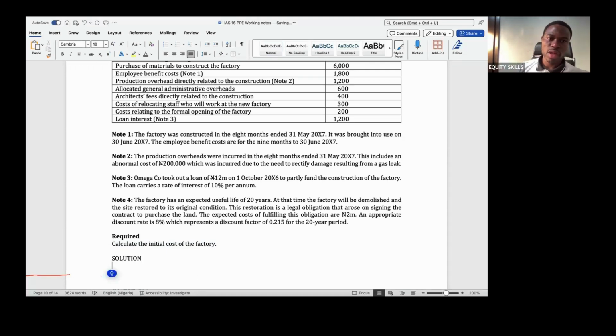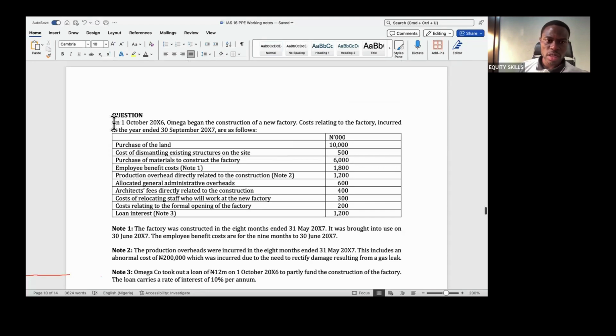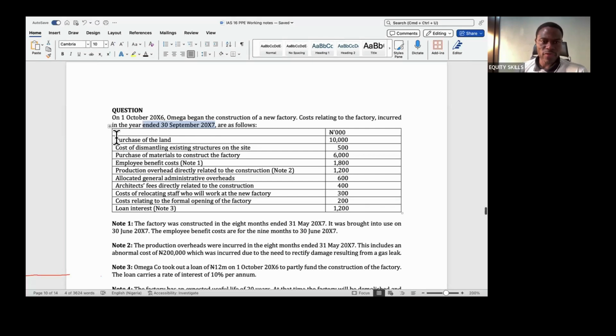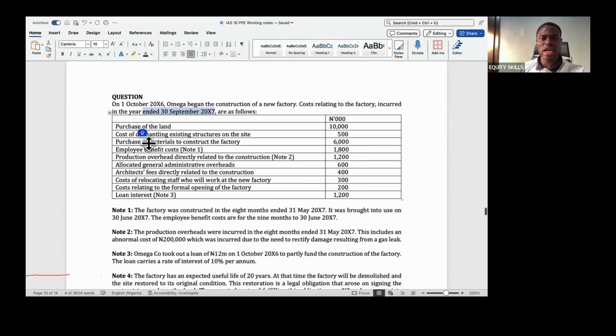So solution. Let's pick it one by one. This guy is constructing a new factory, and they say the costs relating to the factory incurred for the year ended 30th September 2007 are as follows. Basically, we need to go through these costs and know which one we are adding as part of the cost of the asset, and which one we are supposed to expense, meaning we cannot add it as part of the cost. So the first one is the purchase of the land. Should that be capitalized?